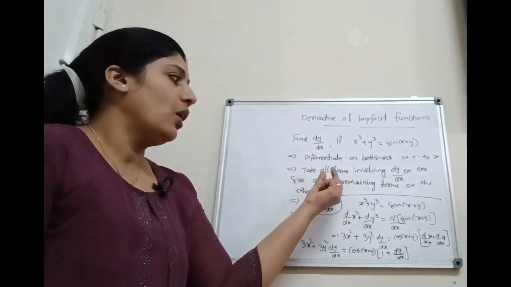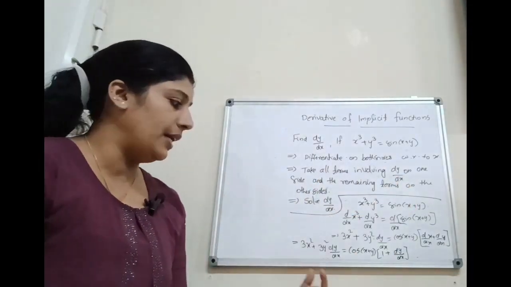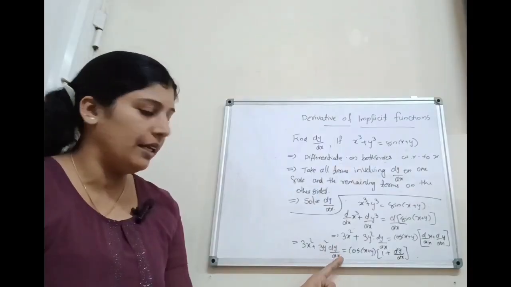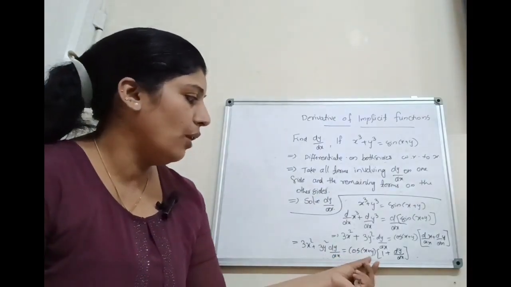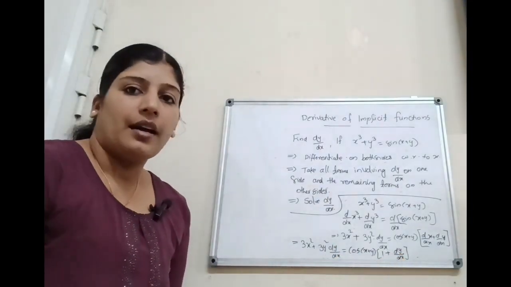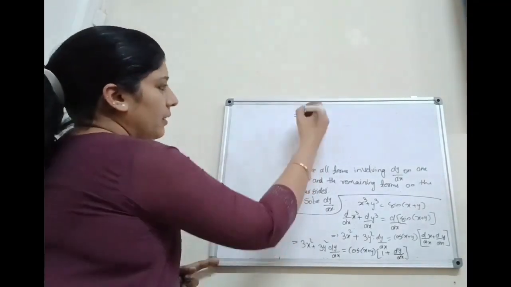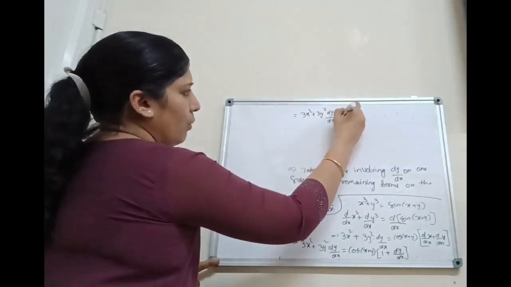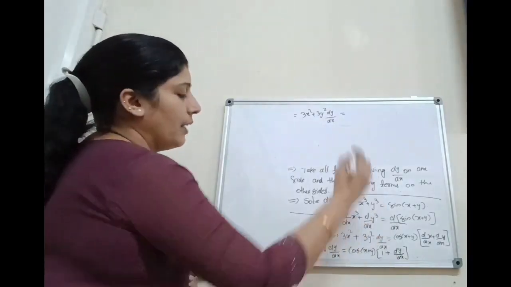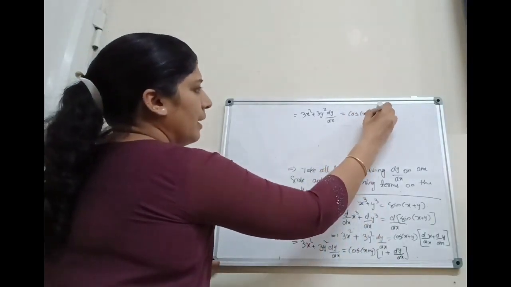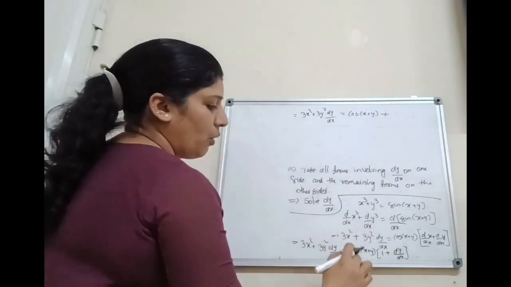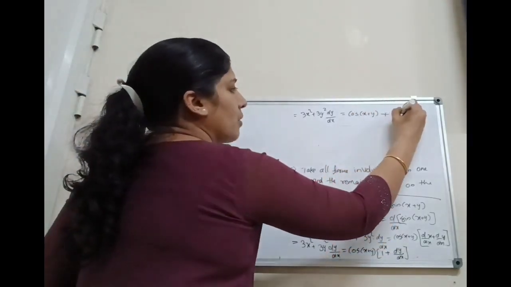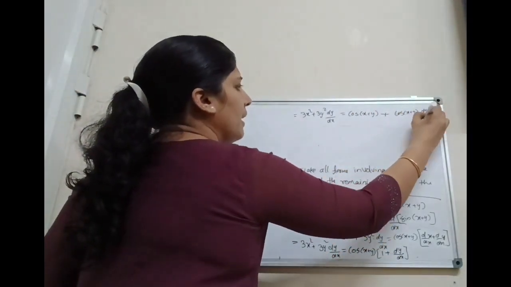Next, we have to take all terms involving dy by dx on one side. Now here, 3y square into dy by dx on the left side and cos of x plus y into dy by dx on the right side. That is 3x square plus 3y square into dy by dx equal to cos of x plus y into 1, that is cos of x plus y, plus cos of x plus y into dy by dx.